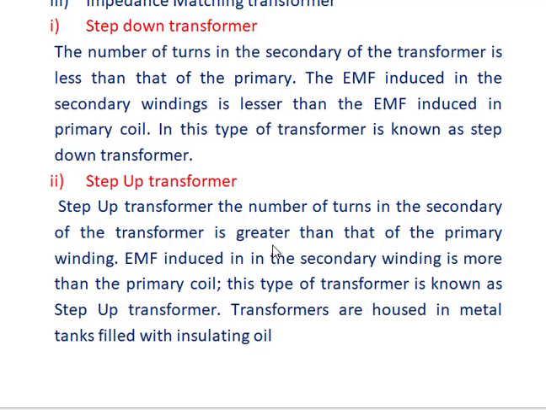In this transformer, the number of turns in the primary coil is equal to the number of turns in the secondary coil. It is used to match the resistance between the two devices. So it is called impedance matching transformer. Okay.